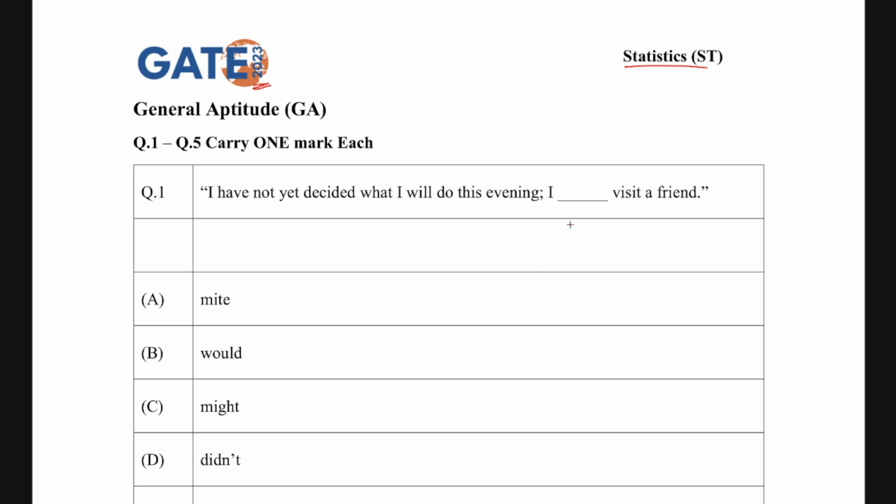So he is not sure what he's going to do. Now might, M-I-T-E, does not have any such meaning which is going to fit over here. With I, you will never get a would over here. Would is something where you are more sure about something. Might is the word where you are not that sure about it. So that's why this might, M-I-G-H-T, should be over here. So I might visit a friend. That should be the correct answer over here. Did not, does not work over here. That is not suiting the sentence.